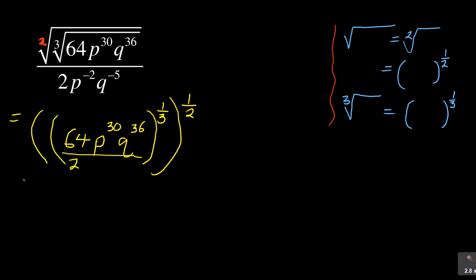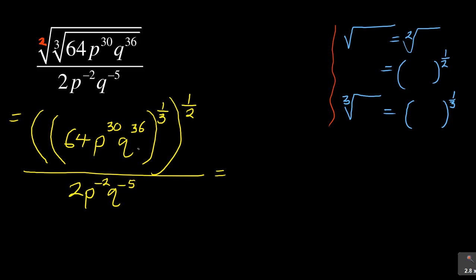Now I need to be careful here, because the division line in this case is not affected by any square at all. So I must say all over, outside the square, negative 2 q to the power negative 5. So this is how you will simplify that.